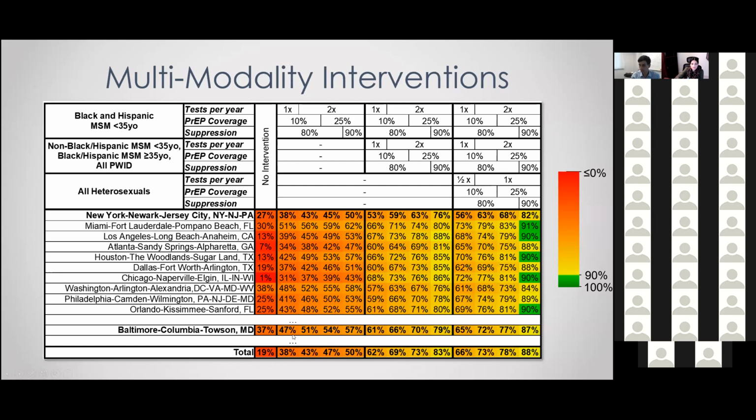We'll focus on Baltimore, right? But the point is, if you just focus on that highest risk subgroup, you can get decent reductions, 40s, 50s. Even with intensive interventions, you're not going to approach 90, right? If you broaden out to all MSM and people who inject drugs, even very intensive interventions get you close to 80%, but not 90%, right? To get close to 90%, you need very intensive interventions, and you need to be doing it across the whole population, right?